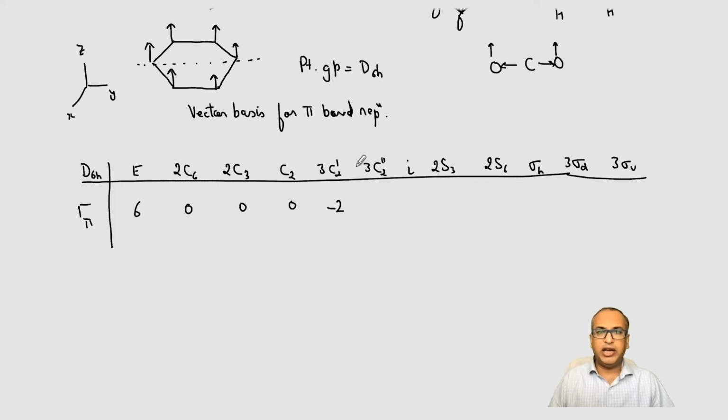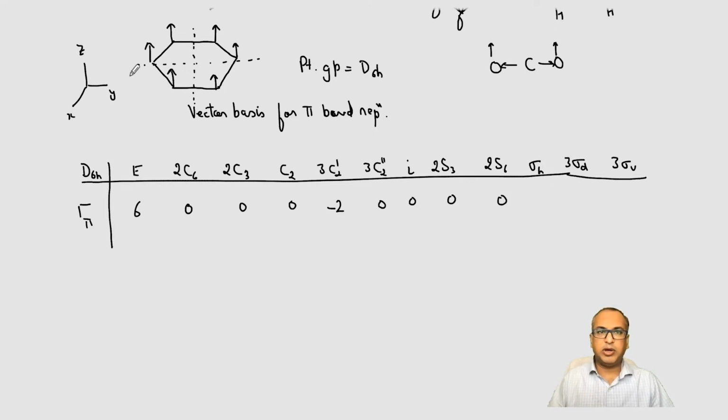Now similarly, if I have a C2 double prime which is going through opposite bonds, let's say this is my C2 double prime, then these 3 will be replaced with these 3 in the negative side. So again this will be 0. Everything will be replaced again. So 0, S3, it's a rotation reflection, 0, rotation reflection, 0.